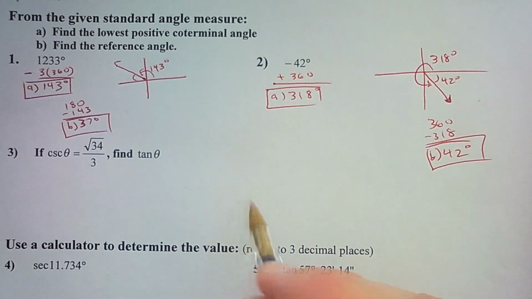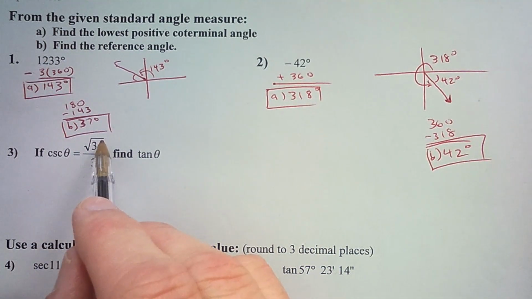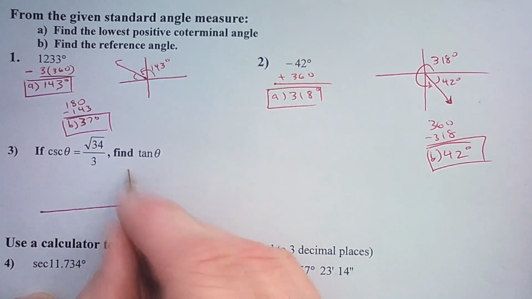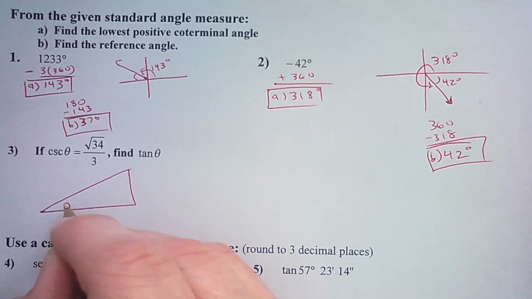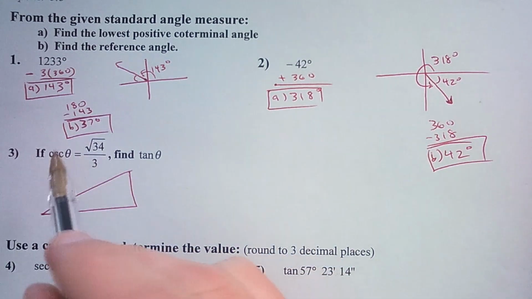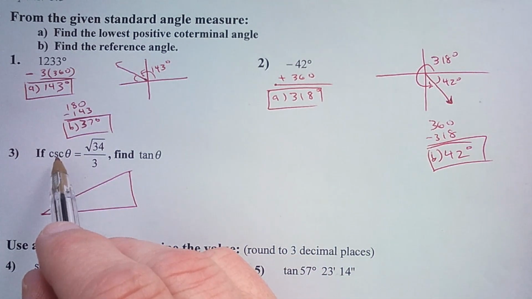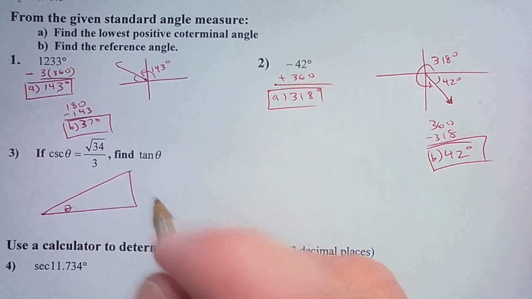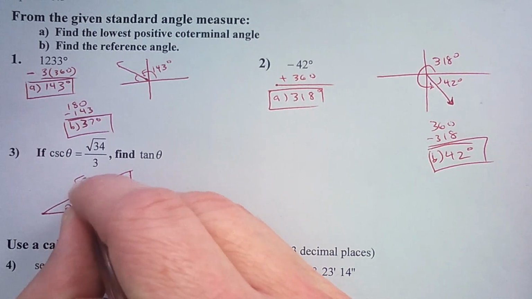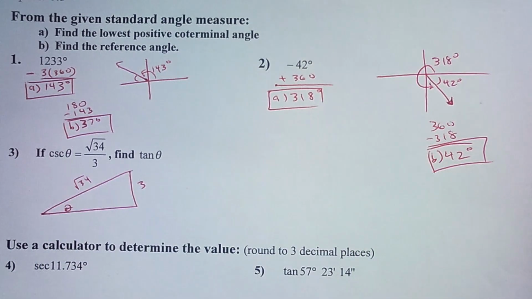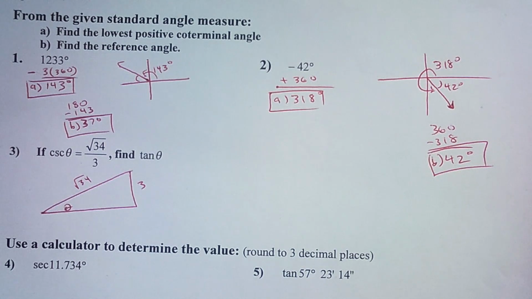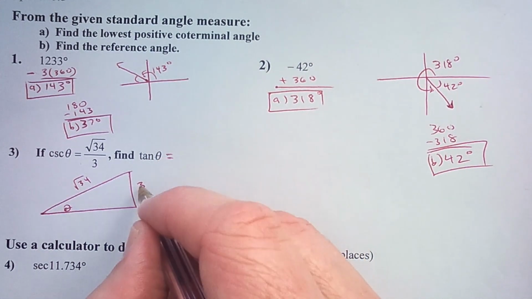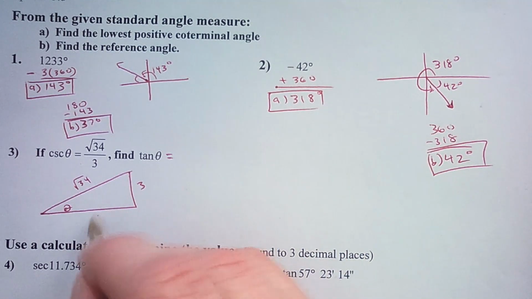All right, next, if cosecant theta is the square root of 34 over 3, find tangent theta. So let's draw a right triangle, and I'll put theta here. And cosecant, that is the reciprocal of sine. So that is hypotenuse over opposite. Okay, so that's the square root of 34 for hypotenuse, and opposite is 3. Okay, so we want to find tangent theta, which would be opposite over adjacent. So I need to find that adjacent.